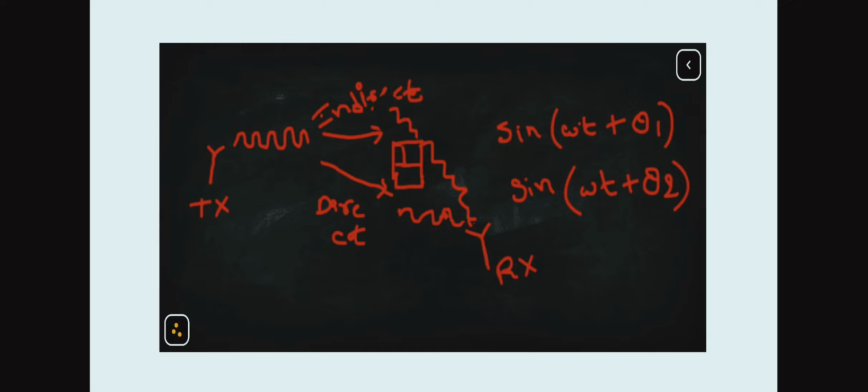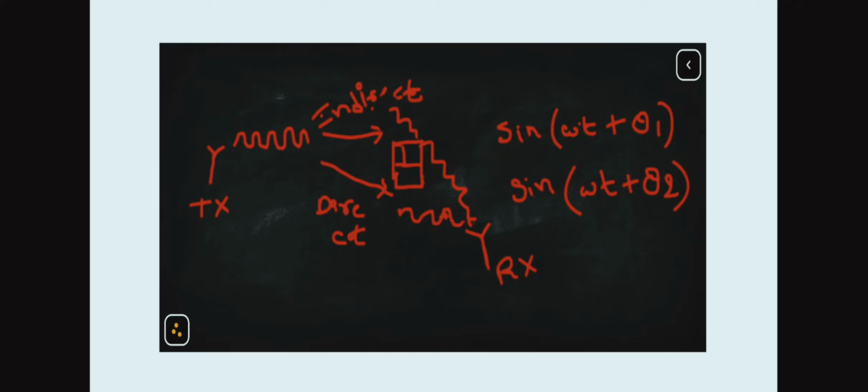Suppose here Tx is the transmitter and at the other end Rx is the receiver. You are transmitting one signal with the same frequency and the same amplitude, and the receiver's job is to receive the signal. It gets the direct signal, and maybe also some reflected signal because of weather and the environment, which causes reflection of that signal. You'll receive it with a time delay also.